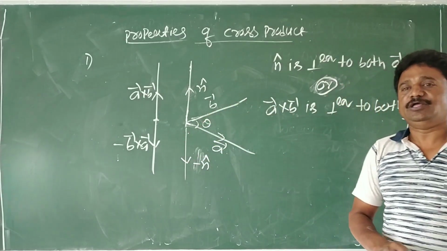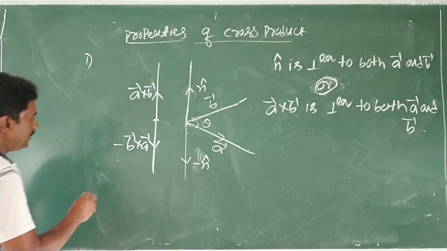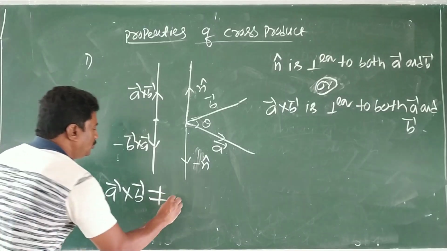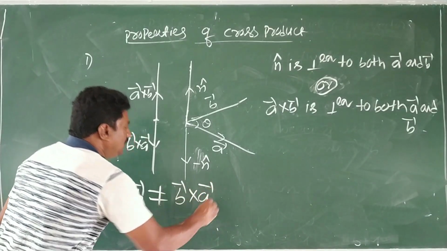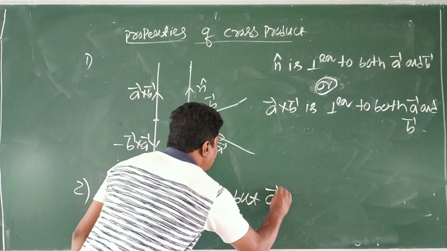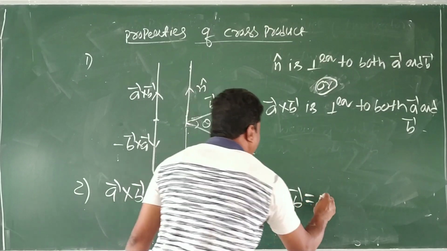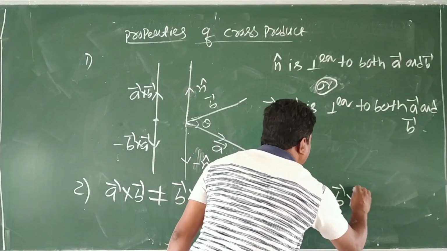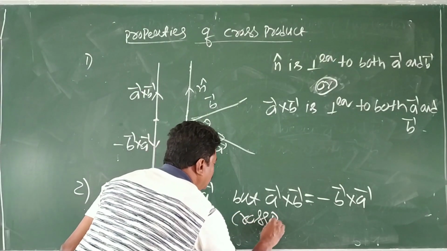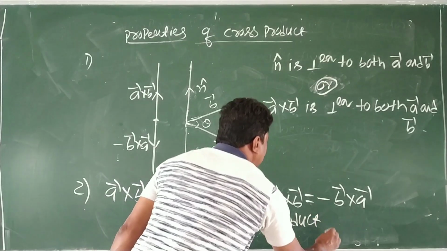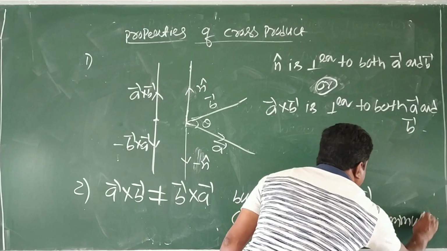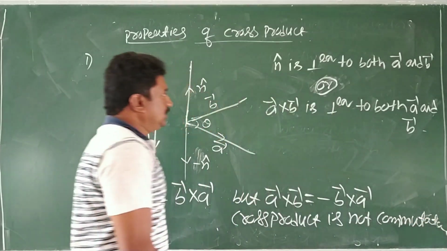Property number 1. A cross B is not equal to B cross A. But A cross B is equal to minus of B cross A. So the cross product is not commutative. Cross product is not commutative.